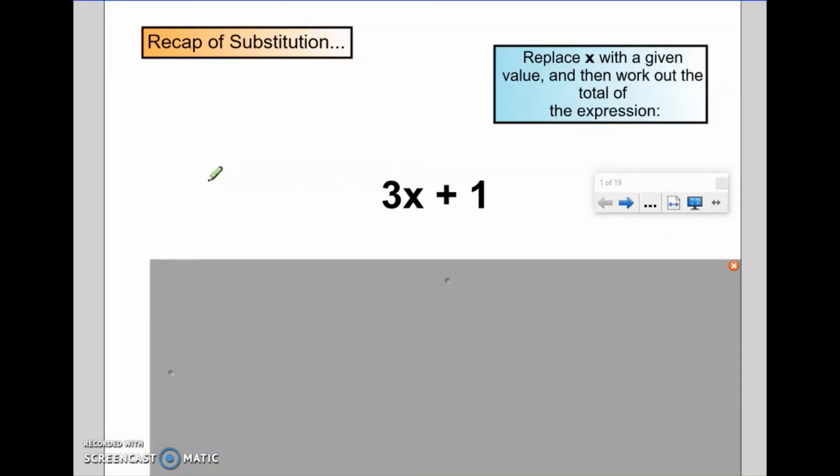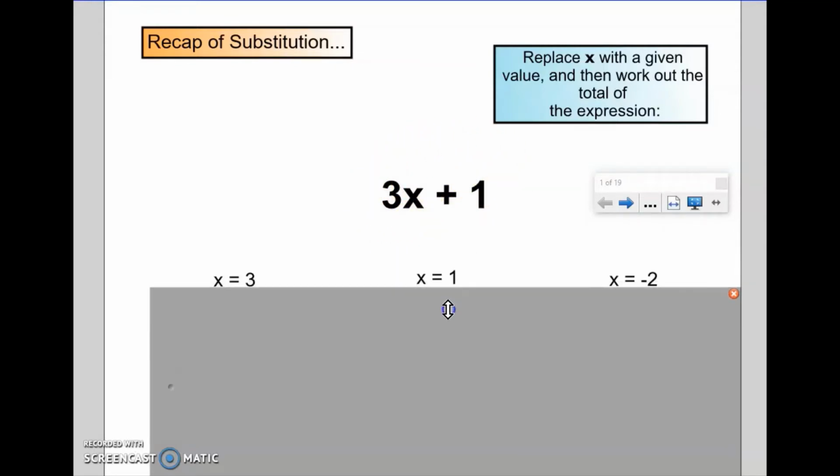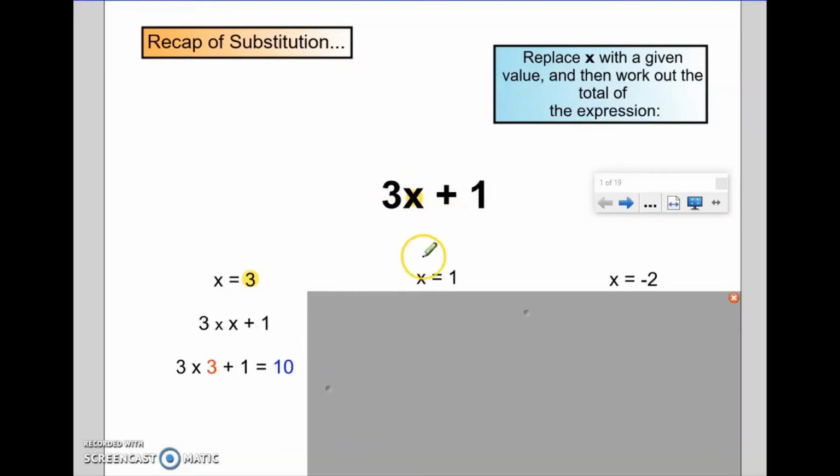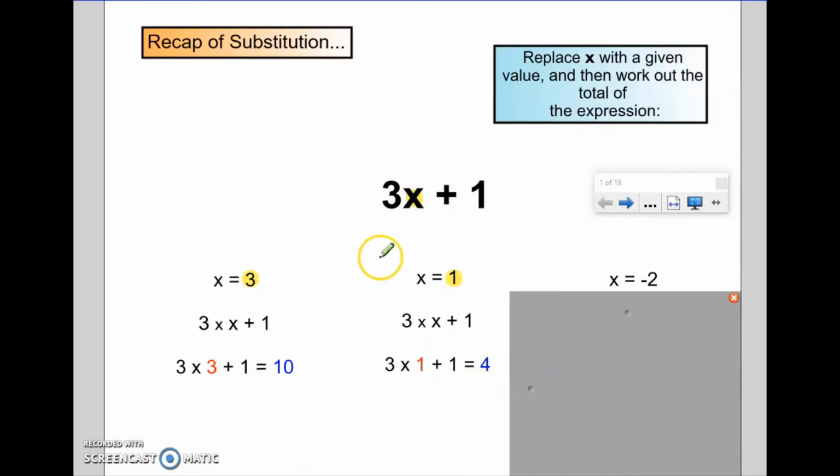linear graphs. Okay, so if I give you an expression 3x plus 1, and I told you that the value of x in the expression was 3, we would substitute the 3 where the x is. 3 times 3 would be 9, then we would add on the 1. So if I told you that x was 3, we could say that the full value of this expression was 10. If I changed the question and I now said the value of x was 1, I would take the 1, substitute it into the expression. 3 times 1 plus 1 is going to tell me there's a value of 4.